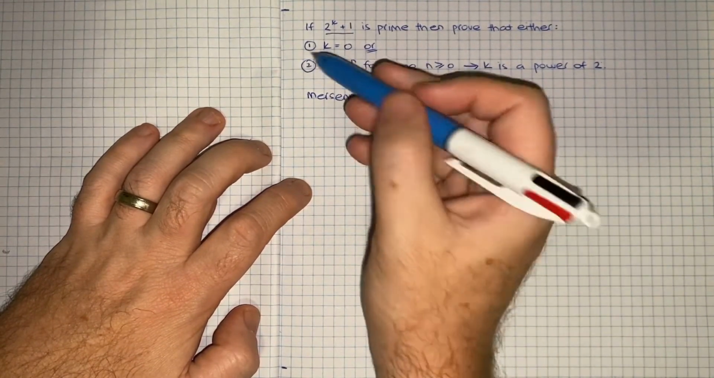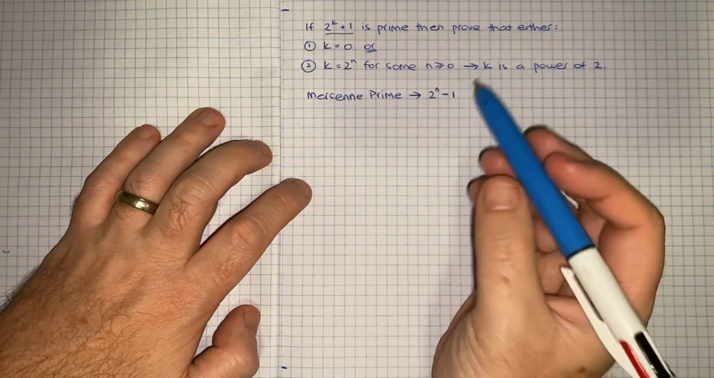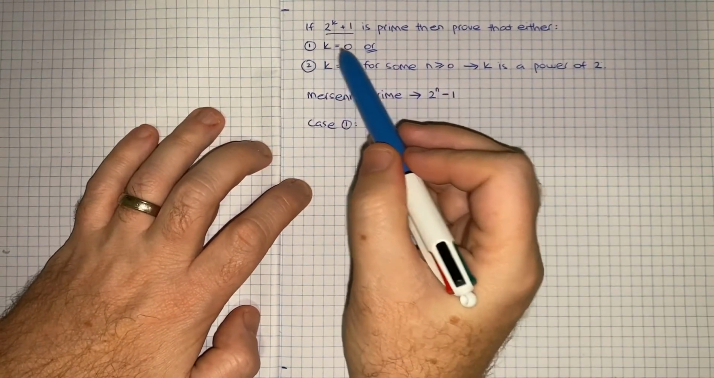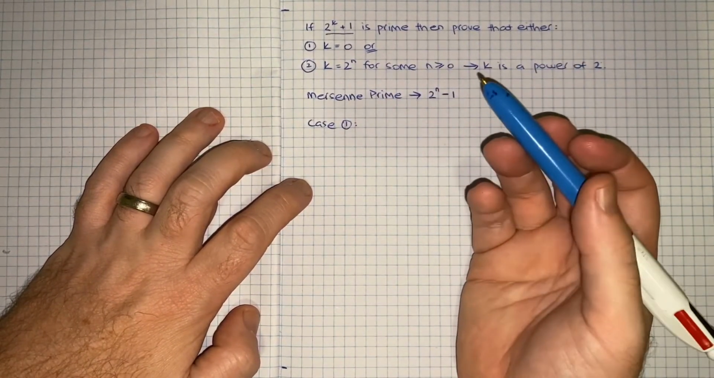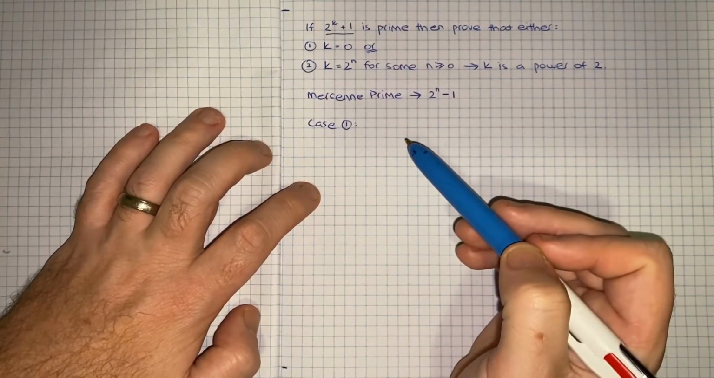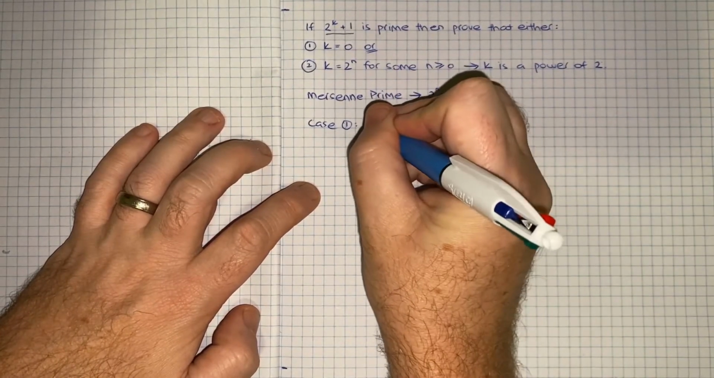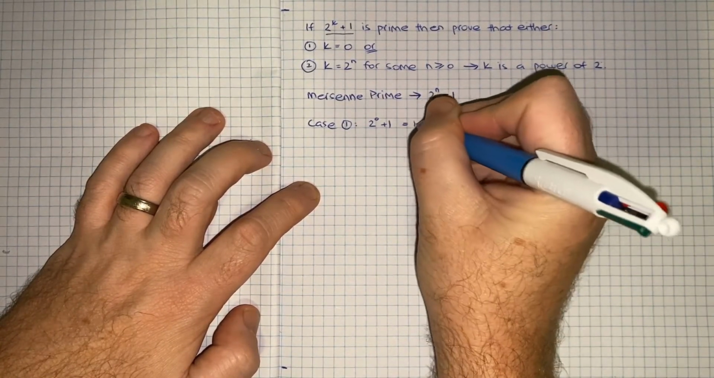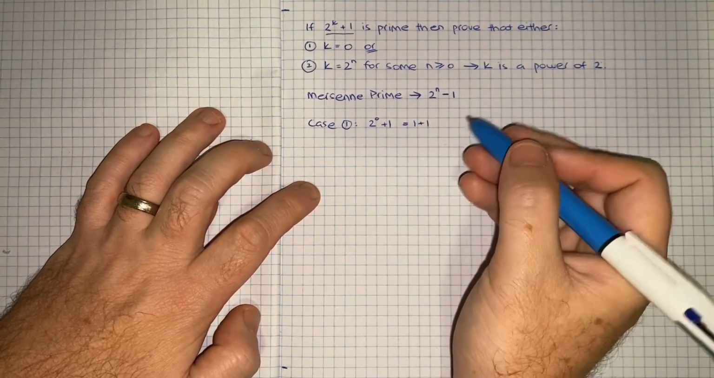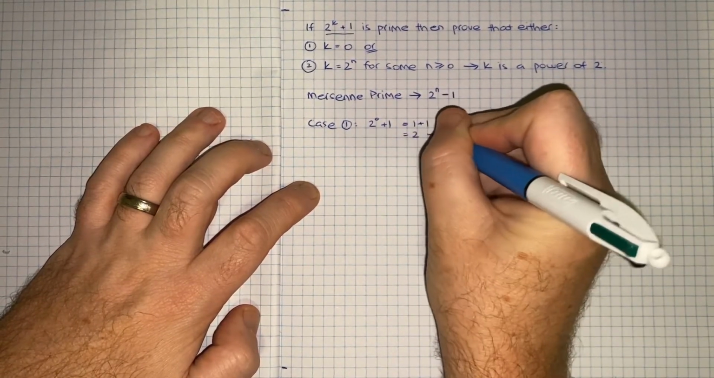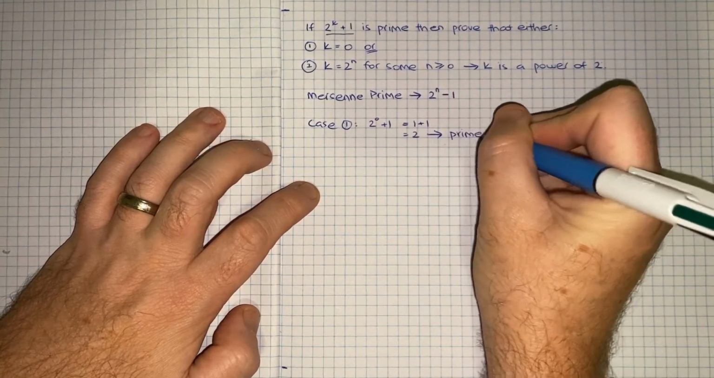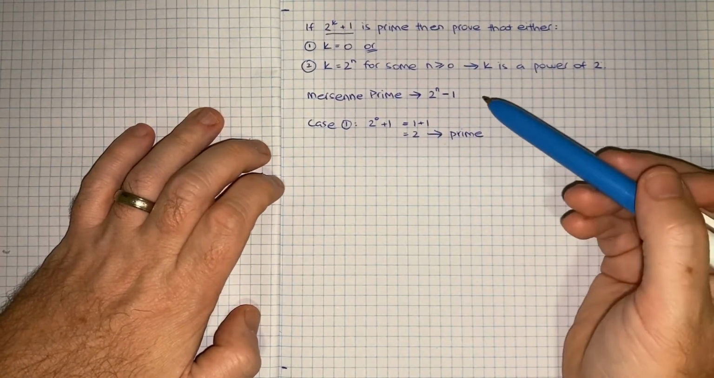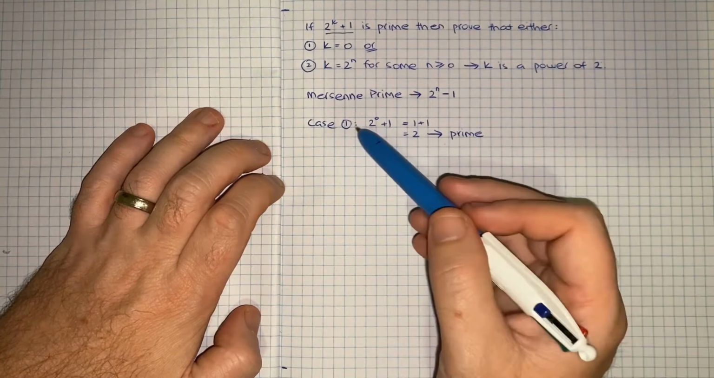Let's take a look at each of these possibilities one at a time. For case 1, the case where k is equal to 0, that's fairly easy. We'll just substitute 0 and see what we get. 2 to the power of 0 plus 1 is simply 1 plus 1, because anything to the power of 0 is 1. So that's equal to 2. That is easy to see as being a prime number, because the only integers that divide into 2 are 1 and 2 itself. So that's a fairly easy case to work through.